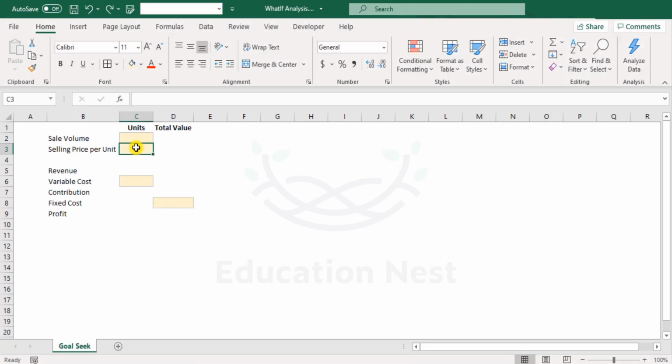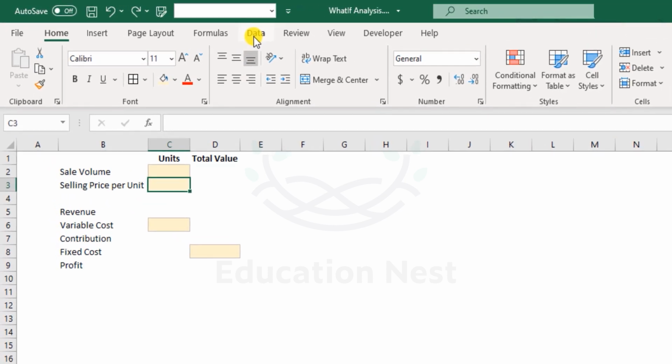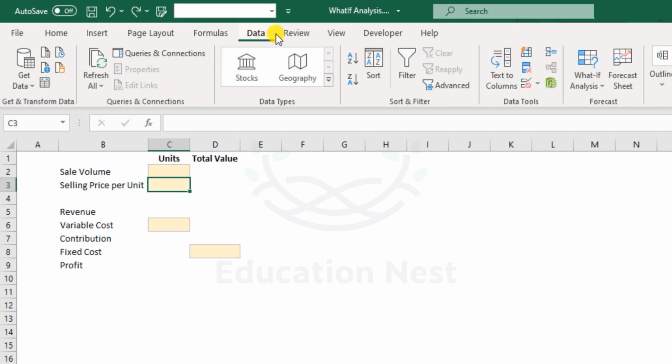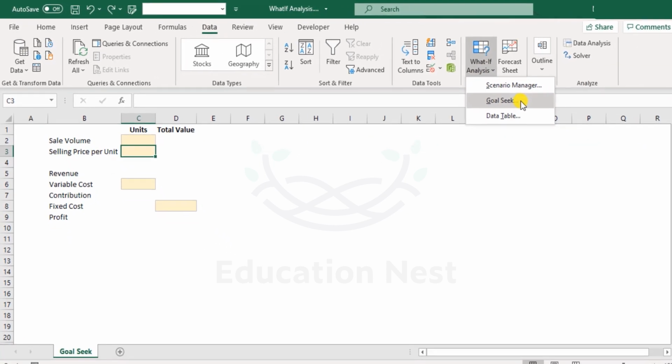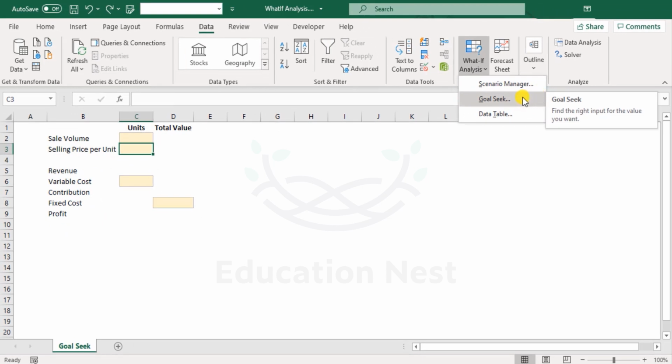Now let us explore some inbuilt tools in Excel that can help us with analysis. To begin with, let me introduce you to the goal seek function in Excel, which will be available under the data menu or the tab. Under this we have what if analysis, and under what if analysis we can find the goal seek tool. Now as it indicates over here, it helps you find the right input for the value you want.